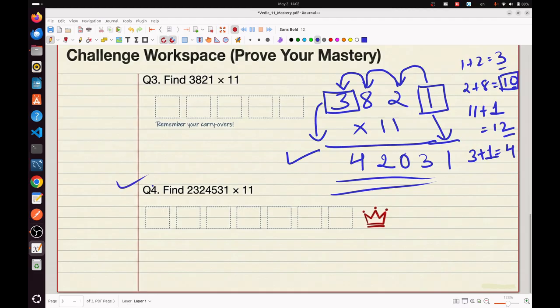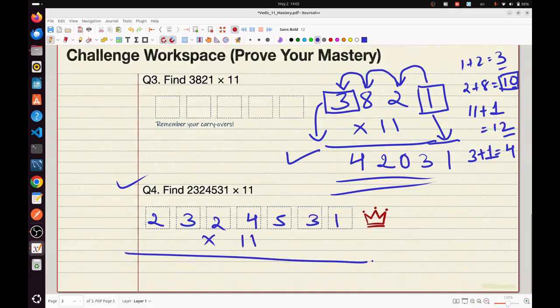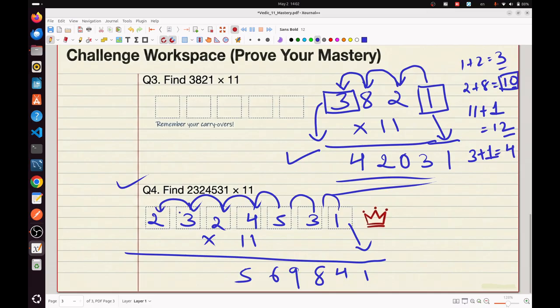Now we will solve this 4th question with a little bit of speed. Okay, what we have? 2324531. We need to multiply this number with 11, right? 1 we keep here. 1 plus 3, 4. Again 3 plus 5, 8. Then 5 plus 4, 9. 4 plus 2, 6. 2 plus 3, 5. 3 plus 2, 5. And this 2 we need to keep towards the left hand. So this is the answer. See how fast we have calculated.